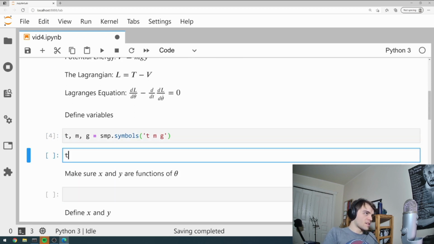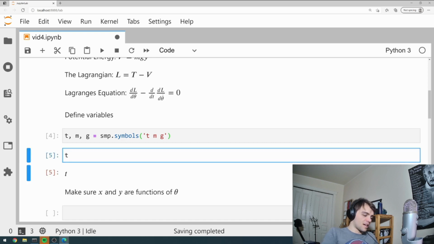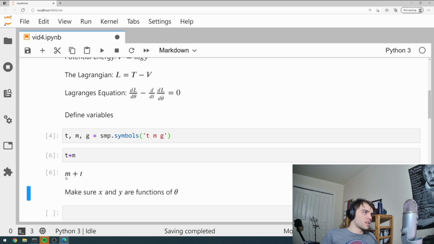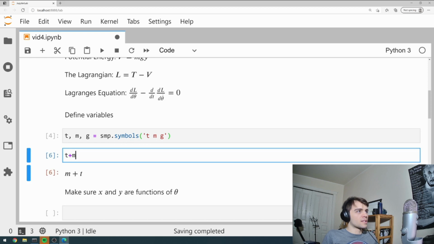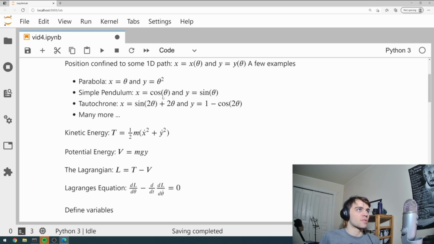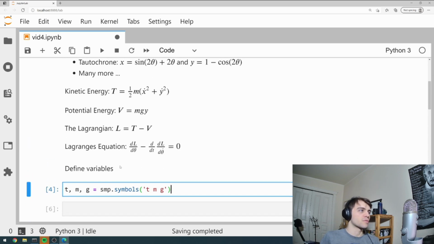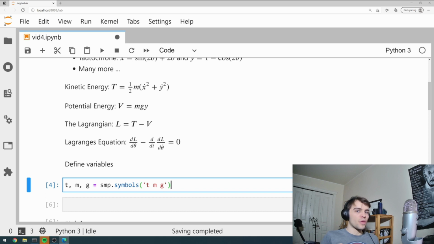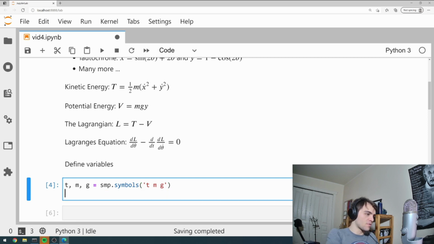So now if I print this, I get a variable t. And I can go t plus m, and it'll return a nice looking LaTeX formula there. So I can manipulate these symbolically. I also need to define something called theta, which is this parameter here that x and y are a function of. And theta, as we know, is going to be a function of t in the end. So I need to make sure I specify that.